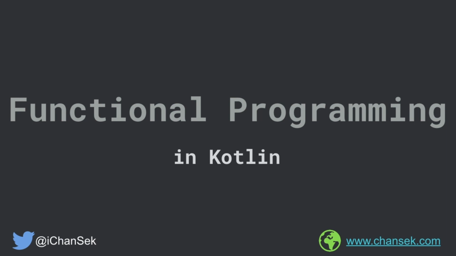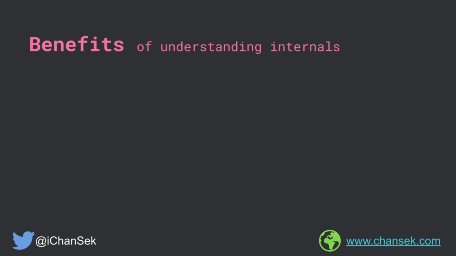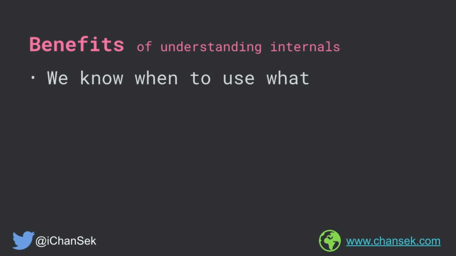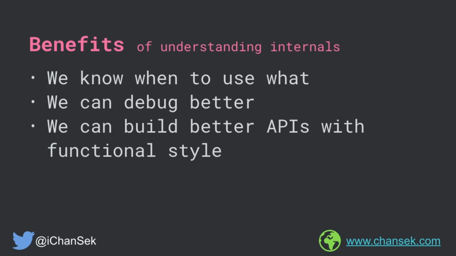Now you might have a question in mind: what is the point of understanding how Kotlin does it? Is it not enough to just understand how to use it, instead of understanding how Kotlin is doing that in the background? So to answer that, I have listed down a few of the benefits of understanding the internals. If we know how Kotlin achieves the concepts of functional programming, we can easily understand when to use what, and we can debug those things in a better way if we fall into some kind of problems, and we can build better functional styled APIs to let our users use our libraries in a better form.